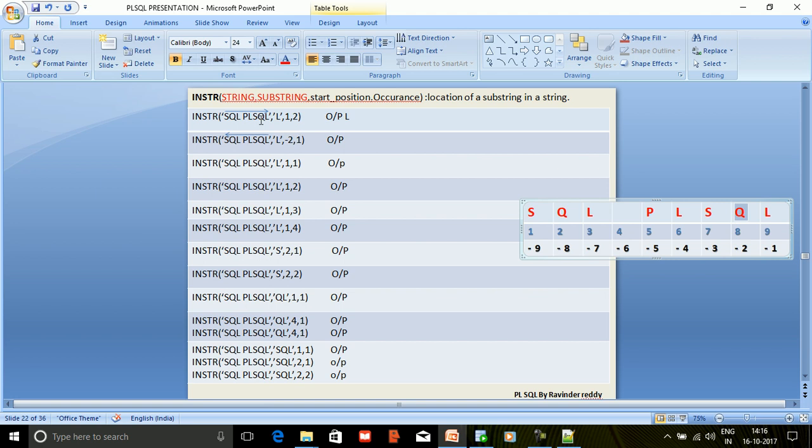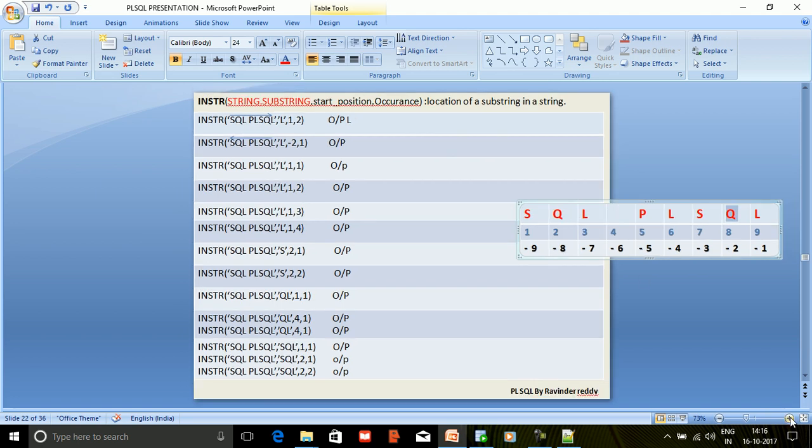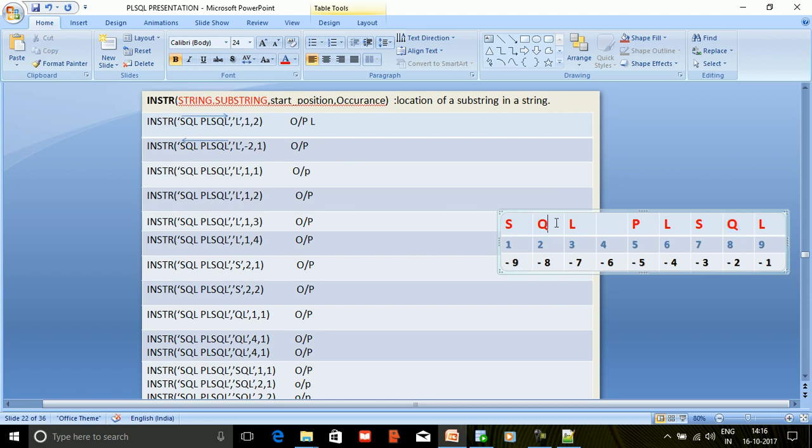yes, I can use INSTR. But observe here, how many times has Q occurred? Twice. But you should tell the Oracle database whether you want the position of the Q that occurred the first time or the second time. Otherwise, it will return the position of the first occurrence.